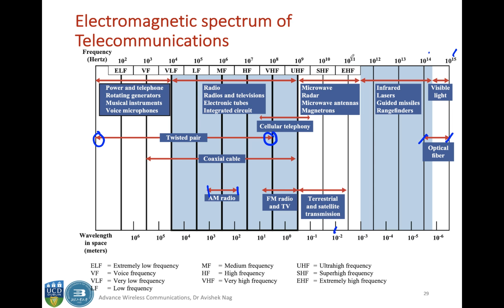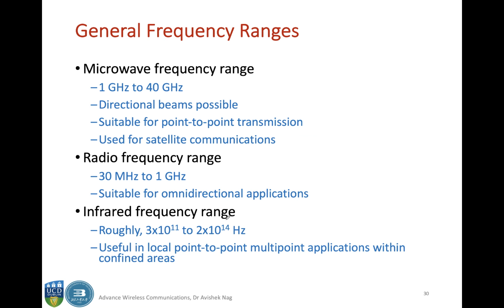If you look from the frequency perspective, then you have them in hertz, and then you can have extra low frequency, very low frequency, medium frequency, high frequency, very high frequency, ultra high frequency, and so on. From the perspective of the wavelength, you have microwaves, millimeter waves, centimeter waves, and so on. General frequency ranges for microwave is 1 gigahertz to 40 gigahertz. For radio frequency, you have 30 megahertz to 1 gigahertz. For infrared, roughly the range is between 3 into 10 to the power 11 to 2 into 10 to the power 14 hertz, and so on.